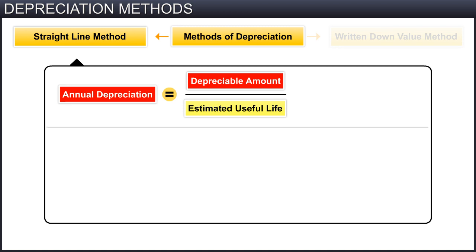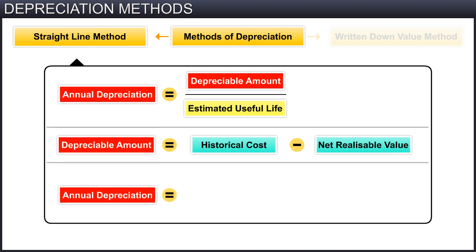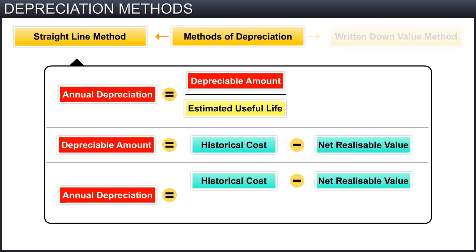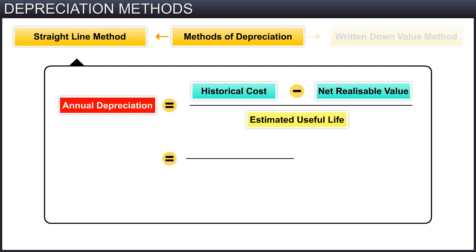of the asset. You know that the depreciable amount is the historical cost of the asset minus its estimated net realizable value. So, we can also write the formula as historical cost of the asset minus the estimated net realizable value. The resultant is then divided by the estimated useful life of the asset. So, if we substitute the values of the historical cost as 7 lakh rupees, net realizable value as 80,000 rupees, and estimated useful life of the asset as 10 years, we get the annual amount of depreciation as 62,000 rupees.